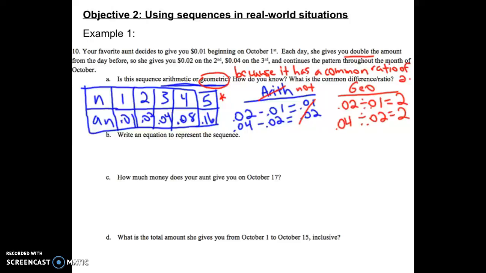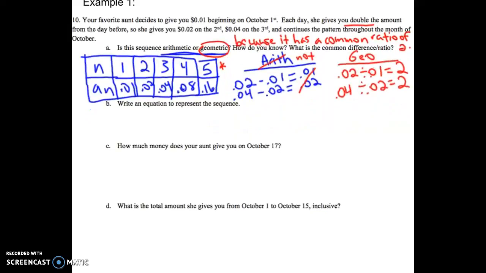It has to be geometric, meaning it has to multiply. And double means another word for multiplying by 2. So there's 2 ways you could have done it. I always like to do the math, drawing the table and then doing arithmetic, geometric, just because it won't always give you clue words like that in the problem. So that's part A. I found out it was geometric because it had a common ratio of 2.